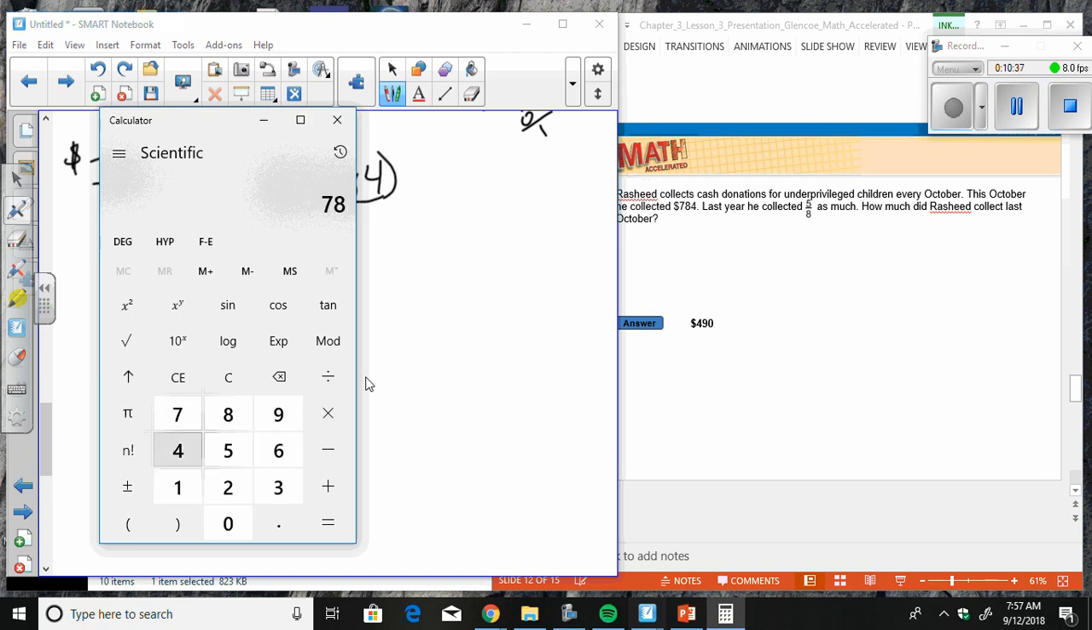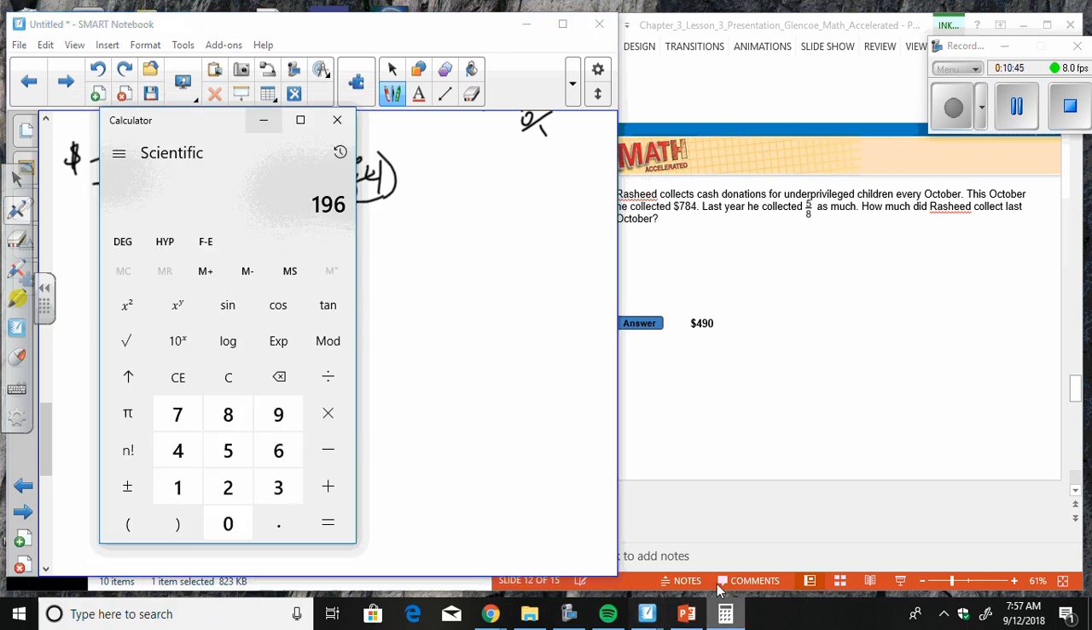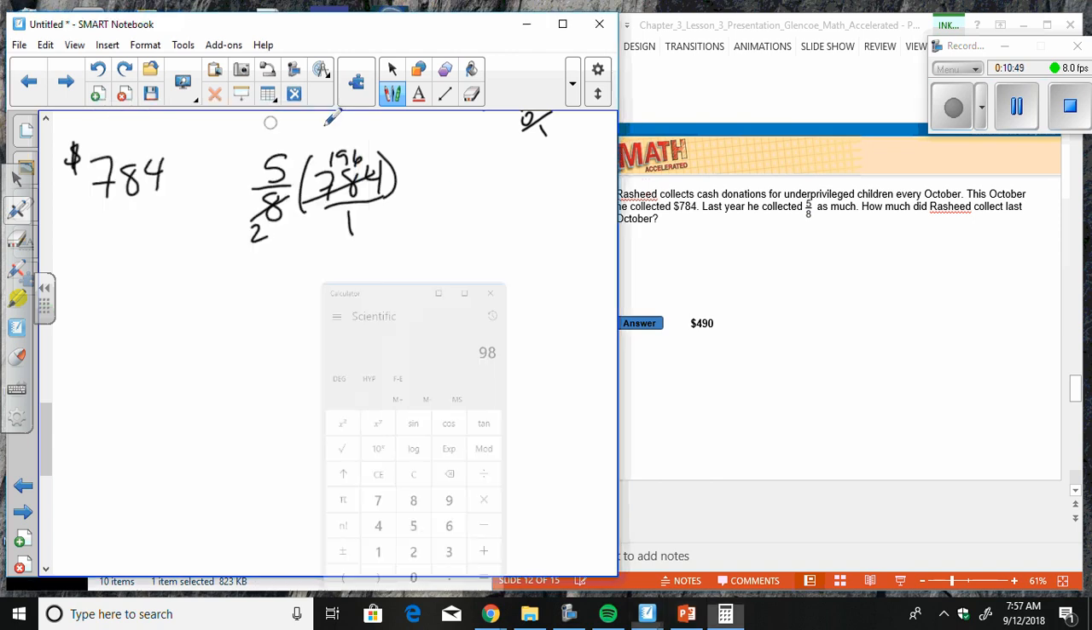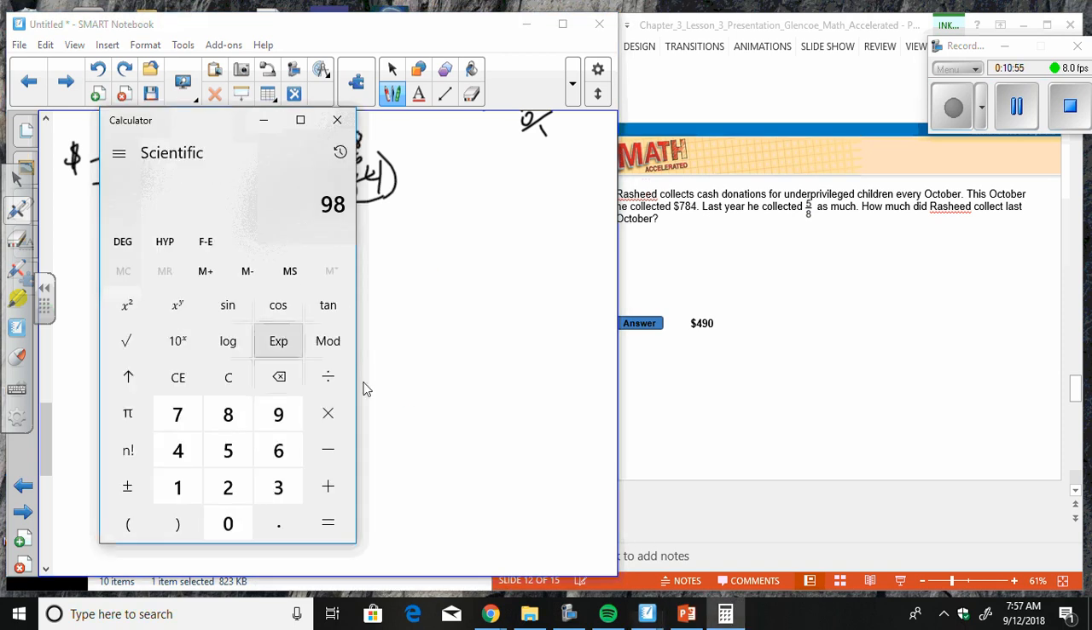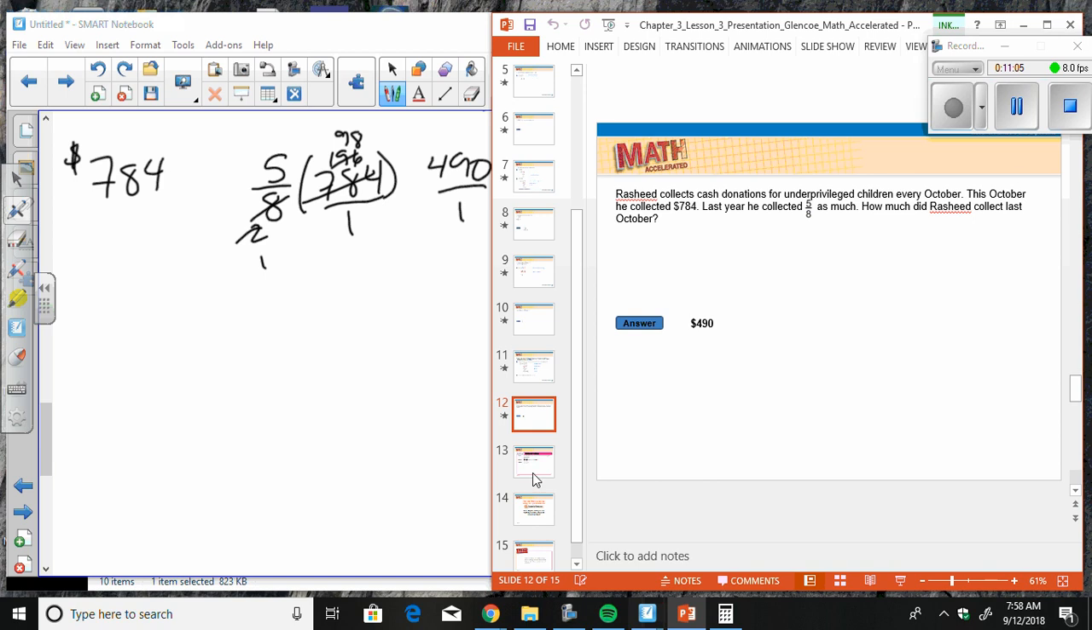So let me see. 784 divided by 4 is 196. So this can become a 2. This can become a 196. I can see that 2 can go in there again. So divided by 2, and I get 98. I can't reduce with that 5, so now I'm going to multiply by 5. And I get 490 over 1. So $490 is how much he collected last October.